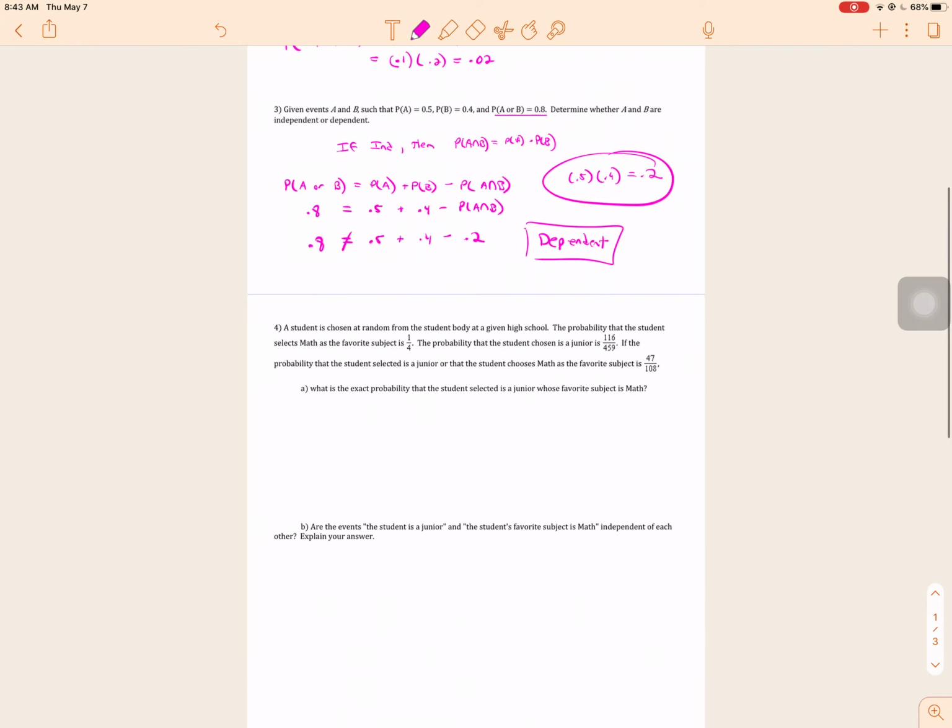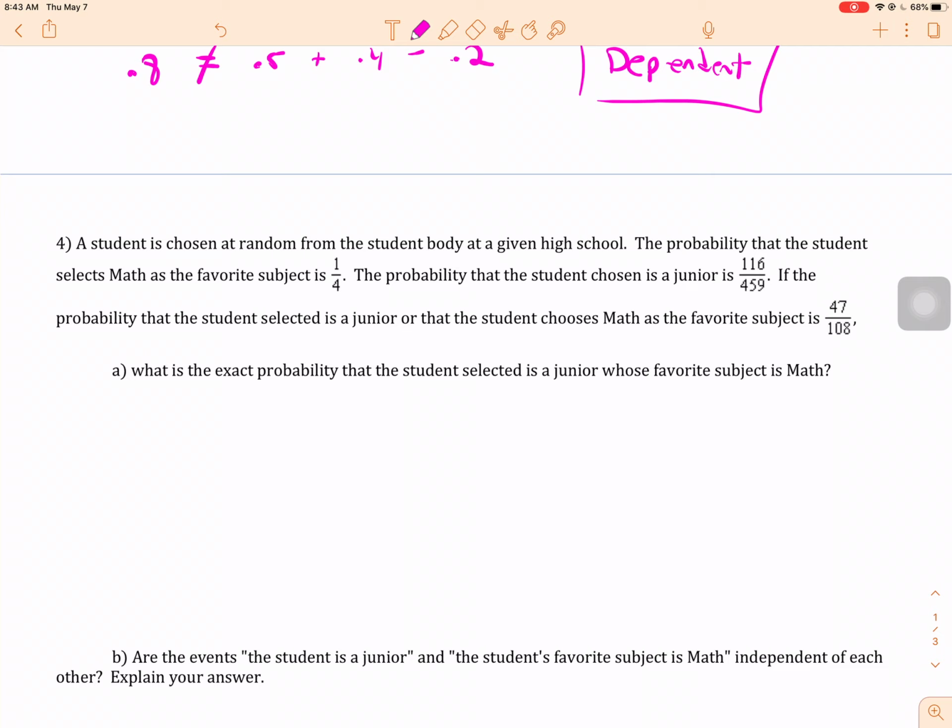Okay, let's look at one more problem. A student is chosen at random from a student body at a given high school, and the probability that the student selects math as their favorite subject is 1 out of 4. Probability of math as their favorite is 0.25, 1 out of 4. Let's just leave it as a fraction because the other stuff will be a fraction.